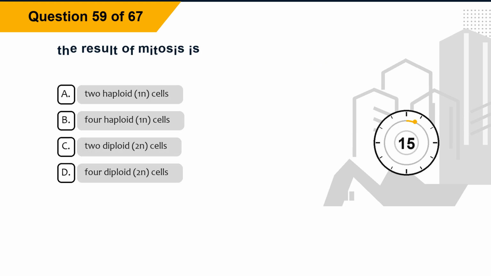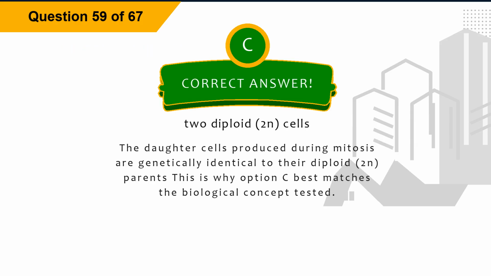Question 59. The result of mitosis is. Option A, 2 haploid, 1N, cells. Option B, 4 haploid, 1N, cells. Option C, 2 diploid, 2N, cells. Option D, 4 diploid, 2N, cells. The correct answer is option C, 2 diploid, 2N, cells.